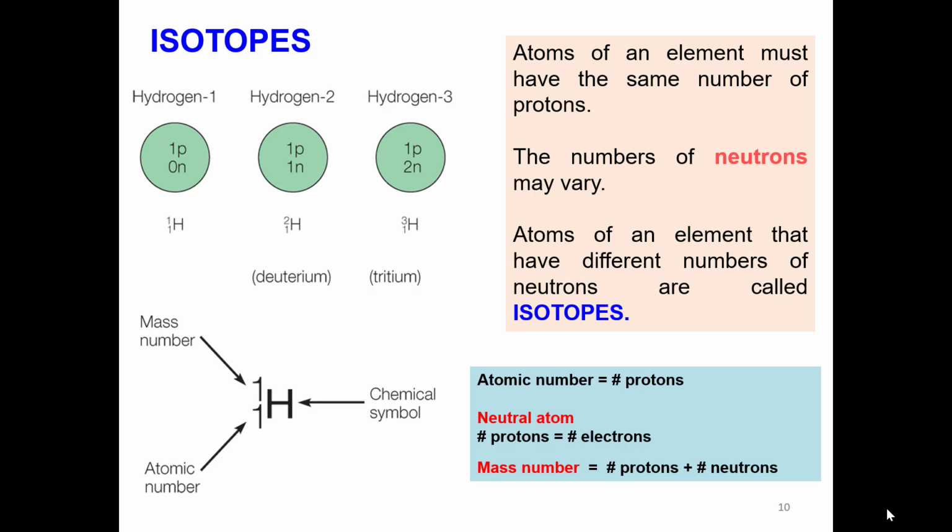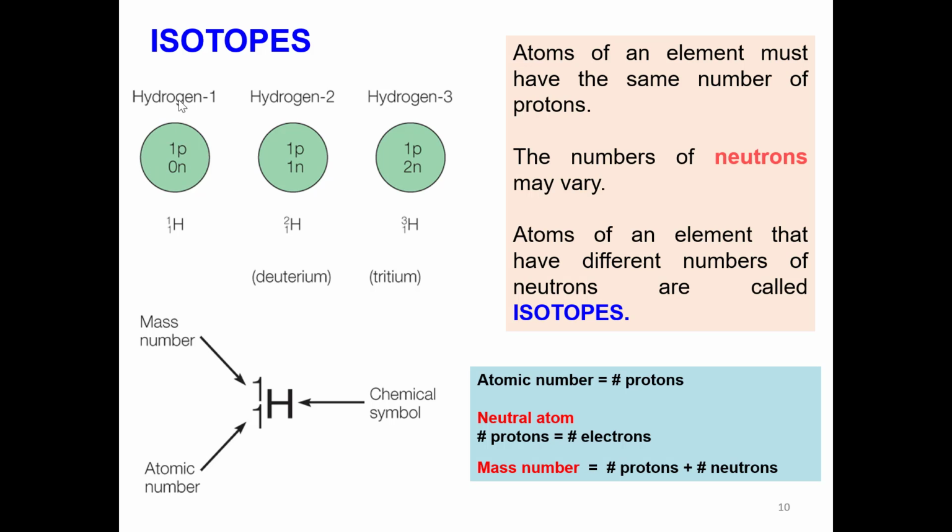Another term that I would like to define is isotopes. We know the atoms of an element must have the same number of protons, because the number of protons identifies the element. If the number of protons changes, then you will have a different element. However, the number of neutrons may vary. Atoms of an element that have different numbers of neutrons are called isotopes. In this example, we had 3 different isotopes for hydrogen. We can see in all the cases we had the same number of protons, which corresponds to the number of protons for hydrogen, but the number of neutrons is different.